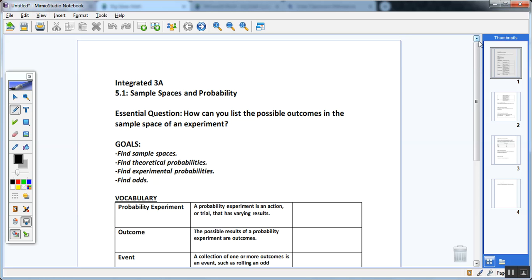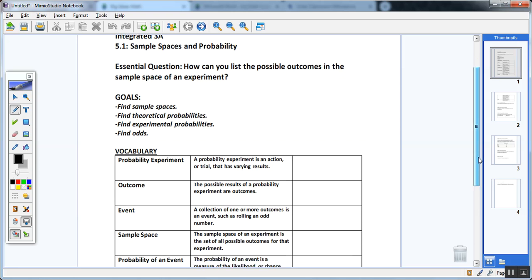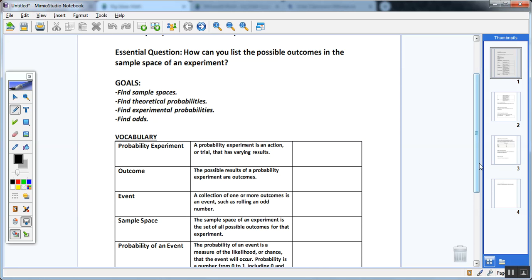So in 5.1, titled Sample Spaces and Probability, here's a question we're trying to answer. How about I volunteer to read my essential question here today? Go ahead. How can you list the possible outcomes in the sample space of an experiment? Okay, so we're going to talk about how to list outcomes in what's called a sample space.